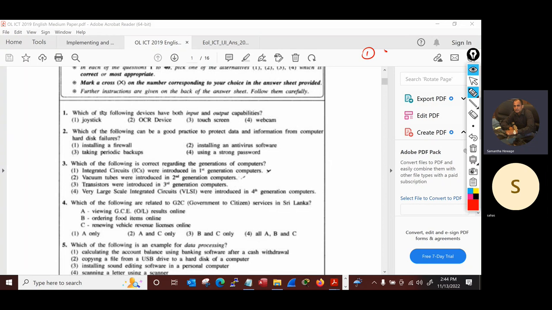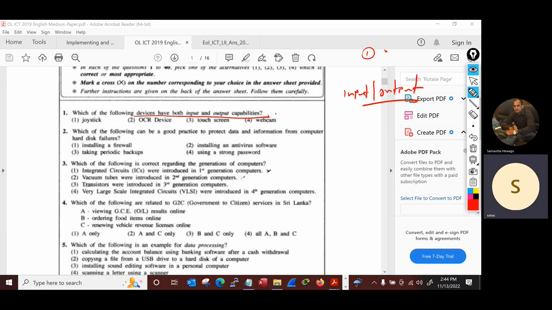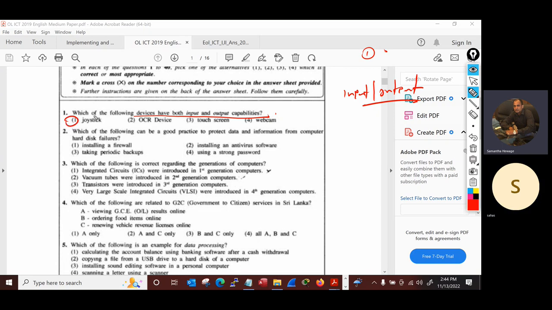Okay, first question. Which of the following devices have both input and output capabilities, right? So they are asking about the devices, input and output both. Joystick is which device? Joystick is an input device. Yes, sir. Normally we use a joystick for game consoles, no? Game consoles, yes.